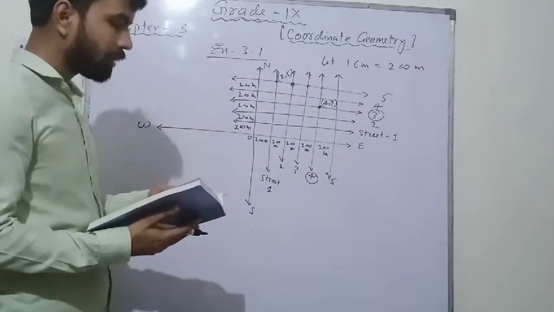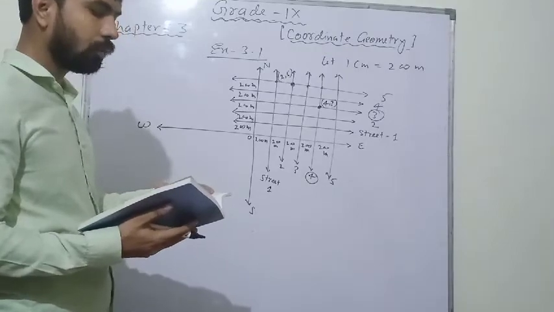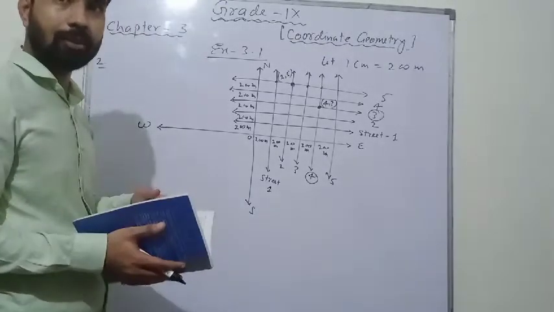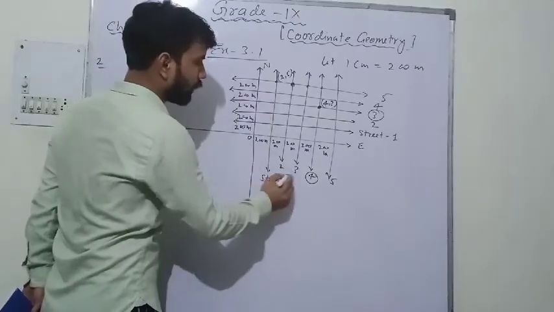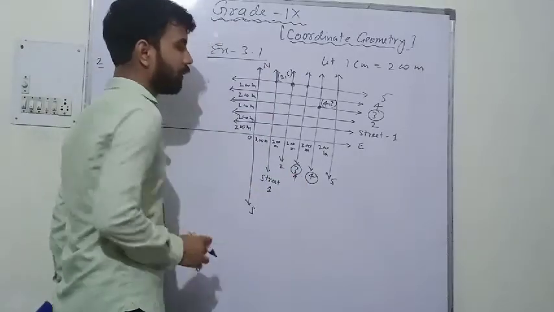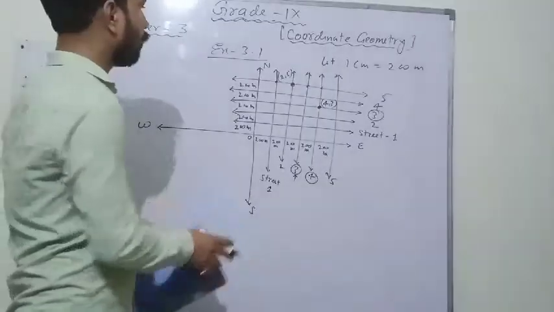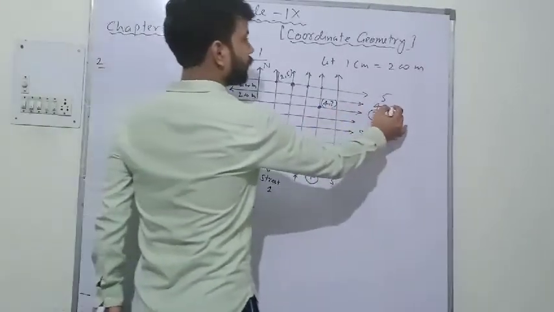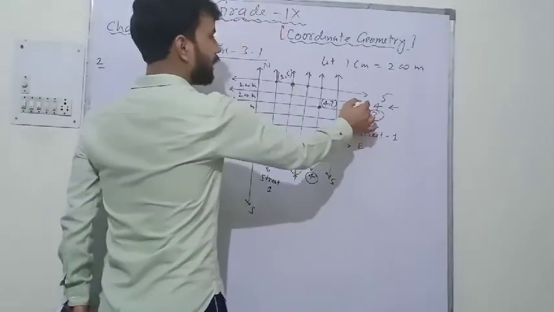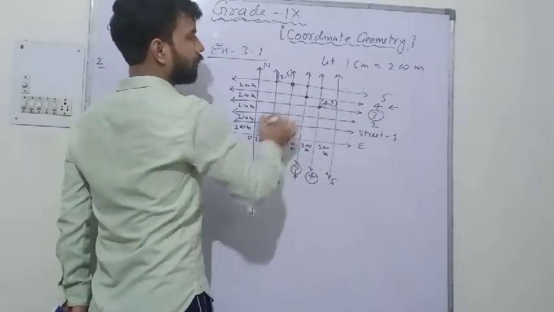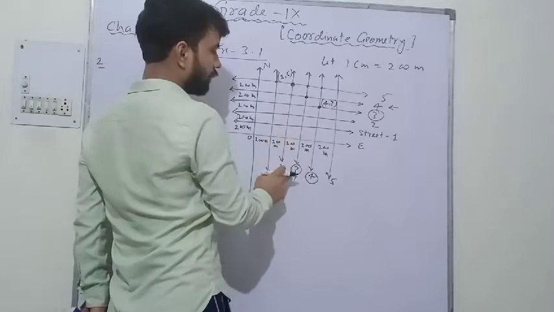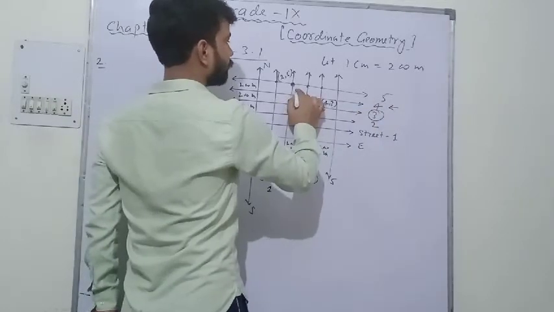And the second one: how many cross streets can be referred to as 3, 4? 3 is the first point, so we have to find the third street along the north-south direction. This one. And the fourth street along the east-west direction is this. So the intersection point of this fourth street and this third street is here. So it is represented as 3, 4.